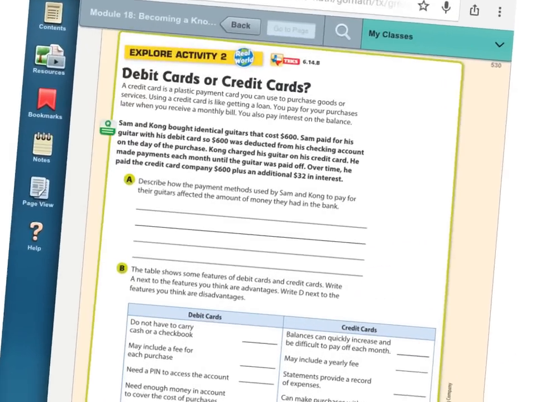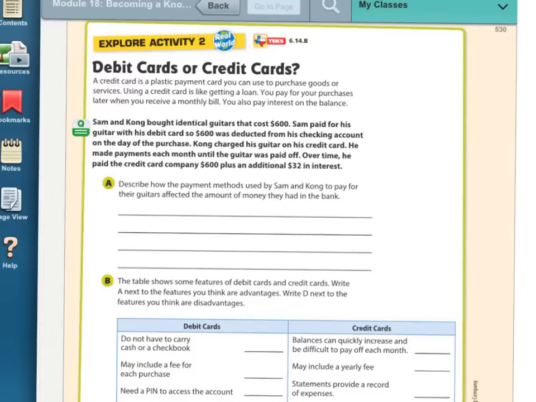This page says a credit card is a plastic payment card you can use to purchase goods or services. It looks like a debit card, but it's treated completely different. The debit card, as I said on the last page, when you use it, the amount that you're charged is automatically taken from your checking account. When you use a credit card, it charges you. In other words, it says, you can buy this now, and then we'll send you a bill for it later.